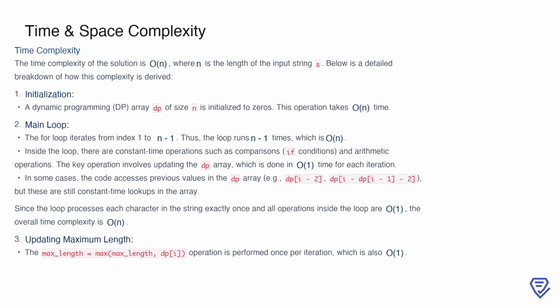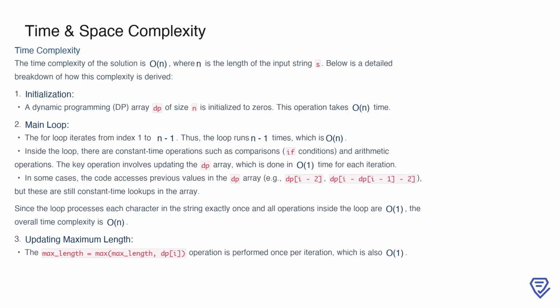The time complexity of this dynamic programming solution is O(n), where n is the length of the input string. To understand why, let's break it down step by step. First, we initialize a dp array of size n, which takes O(n) time. Then, the main loop iterates through the string from index 1 to n-1, resulting in n-1 iterations, which is still O(n). Inside this loop, we perform constant time operations like comparisons and arithmetic calculations, as well as updating the dp array.